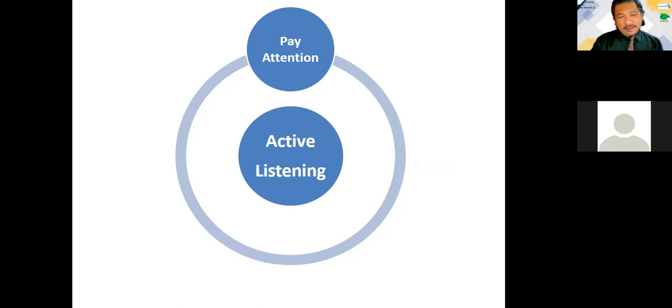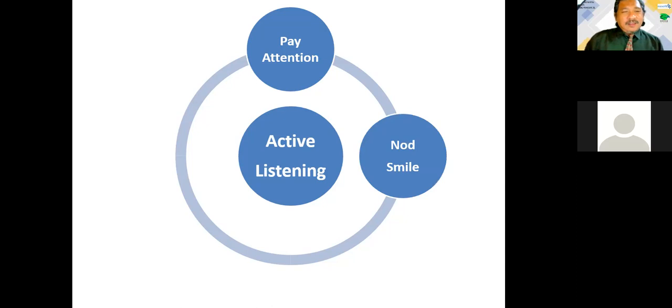Okay. Number two, while you are paying attention to the speaker or the presenter, you need to nod occasionally. Jadi dari masa ke semasa angguklah. Angguklah, okay? Because a report has also proven that people who were nodding while they were listening also will be able to understand and retain more attention.